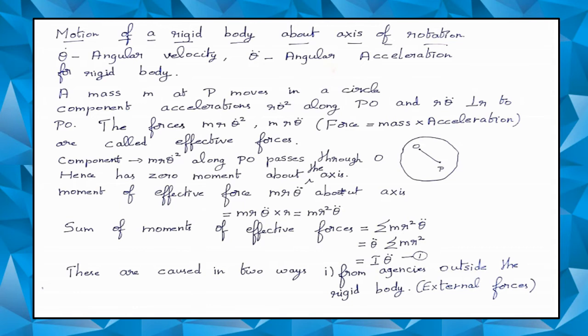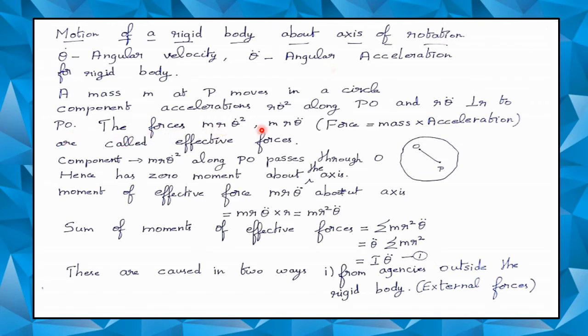Next we will see the motion of a rigid body about an axis of rotation. Now theta dot is the angular velocity and theta double dot is the angular acceleration for a rigid body. Suppose a mass m at P moves in a circle. Its components of acceleration are r theta dot square and r theta double dot. So there are two components of acceleration: along the direction PO is r theta dot square, and perpendicular to PO is r theta double dot.